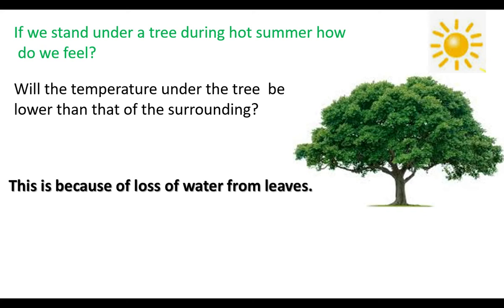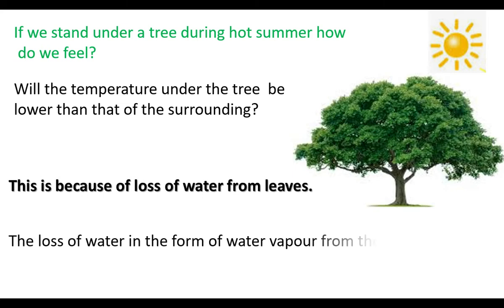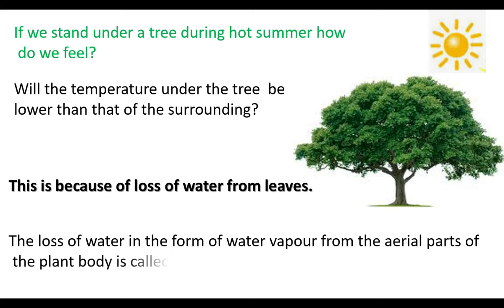Plants absorb water through the roots. Root system absorbs water. Plants do not use all the water, so the remaining water is lost through the leaves in the form of water vapor. This is called transpiration. The loss of water in the form of vapor from the aerial parts of the plant body is called transpiration.